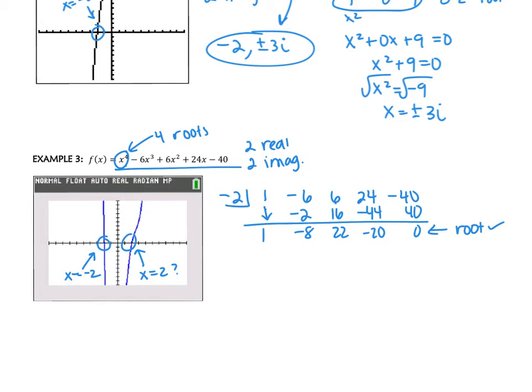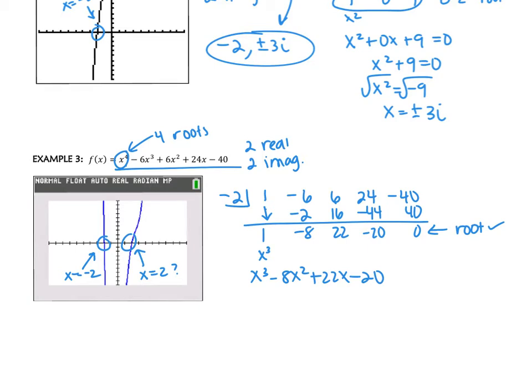Now, if we started with x to the 4th, this is going to be x cubed. So we have x cubed minus 8x squared plus 22x minus 20. Now, do we know how to solve that? No. We know how to solve squares, quadratics, but x to the cube we can't solve. So we need to keep going.